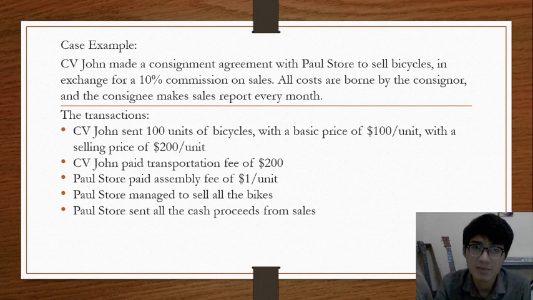CV Zone paid a transportation fee of $200. Polestar paid an assembly fee of $100 per unit. Polestar managed to sell all the bikes, and Polestar sent all the cash proceeds from sales.